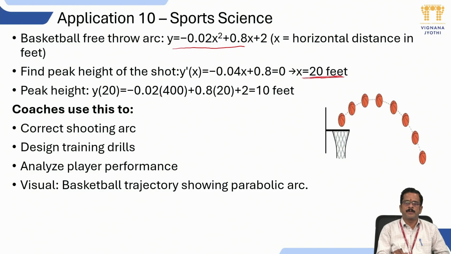So the peak height will be the maximum. The distance he has to stand is 20 feet and the peak height will be 10 feet. So when he stands 20 feet away from the basket and throws, and the ball reaches its peak height, it reaches the basket correctly.